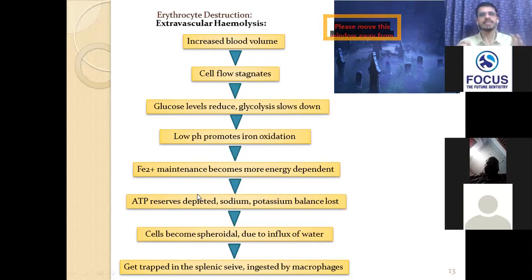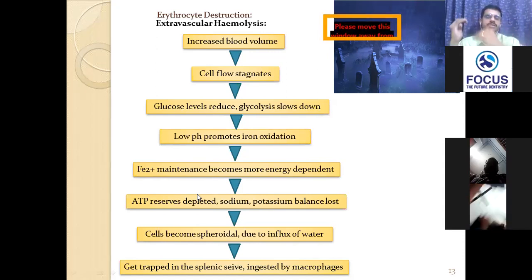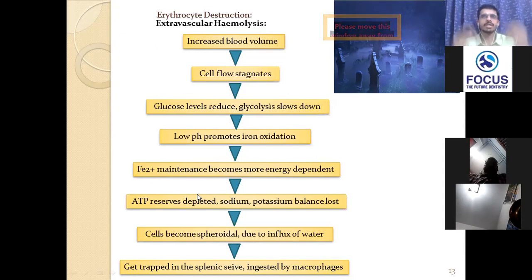So here you should just remember that once the flow of the RBCs in the blood is suspended or obstructed, this leads to stagnation. When stagnation occurs, the RBCs are unable to meet their nutritional and metabolic requirements to maintain certain ions like iron in their ferrous state. So it has to utilize its ATP reserves and hence undergoes a stressful environment. The sodium potassium balance is lost and more water molecules come in from the extracellular fluid into the cell, causing it to swell up. This in turn prevents it from squeezing through the thin splenic capillaries, hence entrapping them and subjecting them to phagocytosis by the splenic macrophages. This is the reason why the spleen is called the graveyard of the RBCs.